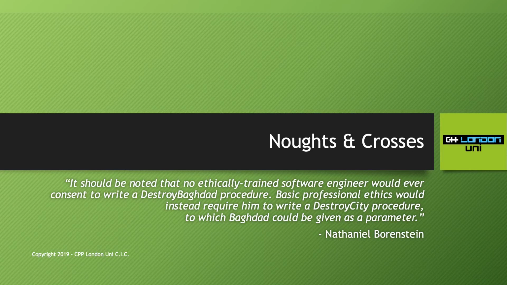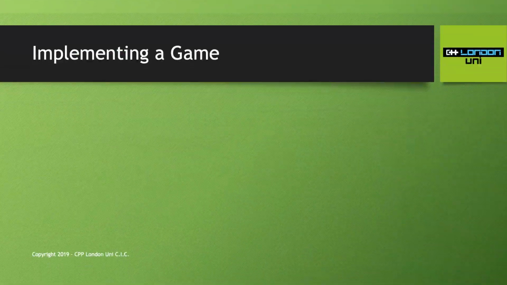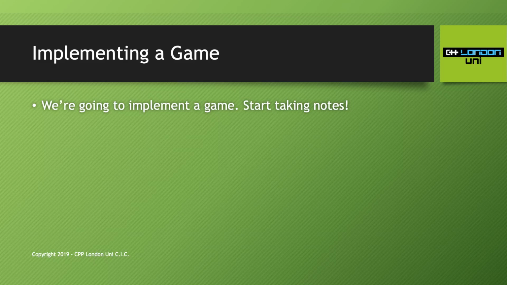So, implementing a game. Yes, we're going to implement a game. So, start taking notes here, folks. Oh, we have to actually take that. Well, okay. So when I say there is a complete specification, I will be providing you some sort of pointers, not the kind of pointers you get in C++, of course, but some advice perhaps.